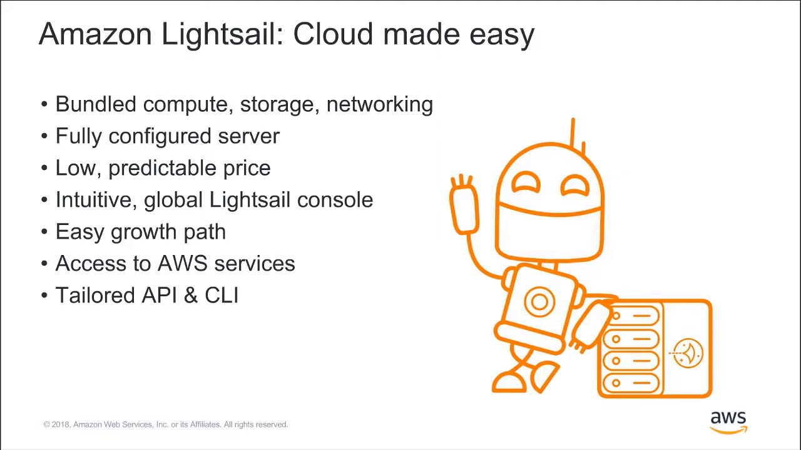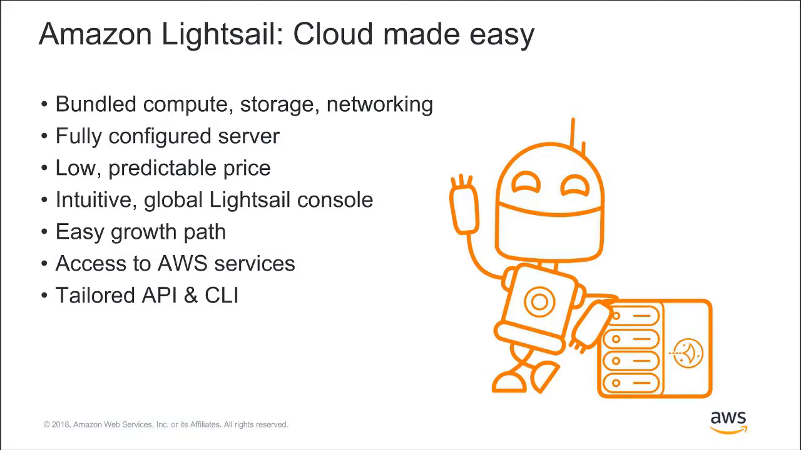So Amazon Lightsail is our easy cloud platform. It's meant to be the easiest way to get started on AWS. We offer bundled plans of resources that have compute power, storage, and networking all together for one flat, predictable price. So for context, our least expensive bundle starts at only $5 a month. Each of our Lightsail servers comes fully configured, so with only 3 clicks, you're able to create a Lightsail server and have it up and running in really less than a minute. We also have our own easy-to-use console.